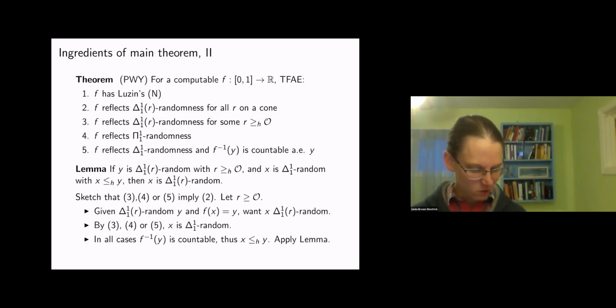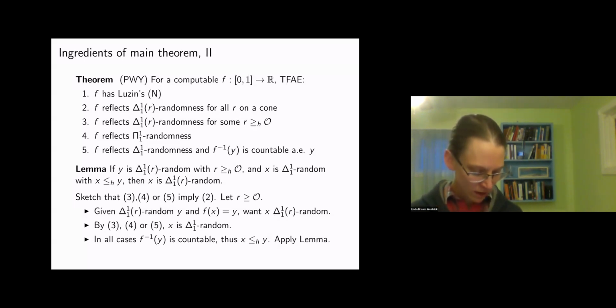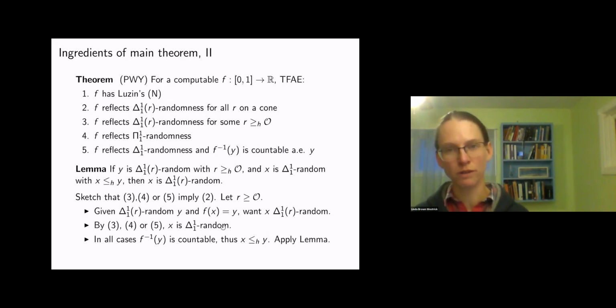All right, so I want to show 2. So given some big enough R, we're just going to verify it for all R on a cone. So given some R that's super big, and given a delta 1, 1 R random Y, and something that maps to it, what we need to show is that that something that maps to it is also delta 1, 1 R random. Now we're assuming some amount of randomness reflection. The R here is much more randomness than the amount of randomness reflection we're assuming. We're only assuming pi 1, 1 or delta 1, 1 or so on reflection. But this Y is also delta 1, 1 random or pi 1, 1 random or so on. So that means because of the randomness reflection, X is at least delta 1, 1 random in all of these cases.